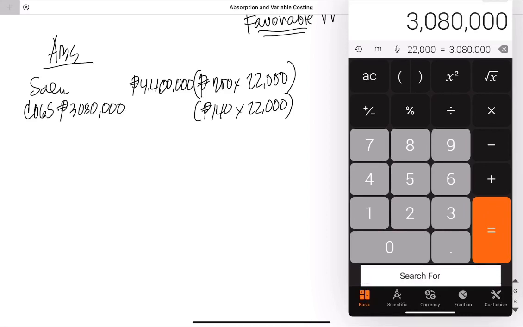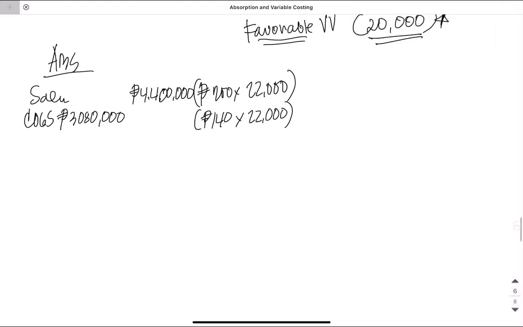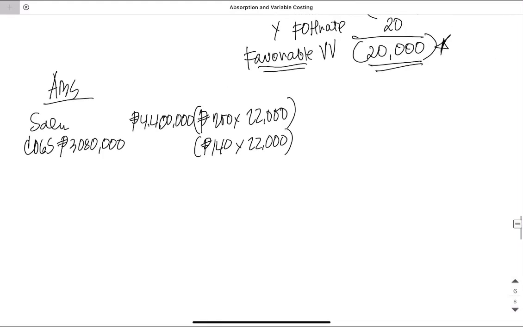Okay, next. So how do we incorporate the volume variance? Volume variance is normally closed to what account? It depends whether significant or insignificant. Let's just assume that this is insignificant, and therefore the entire amount will be adjusted to, or closed to, cost of goods sold. Just like what you have learned in cost accounting.